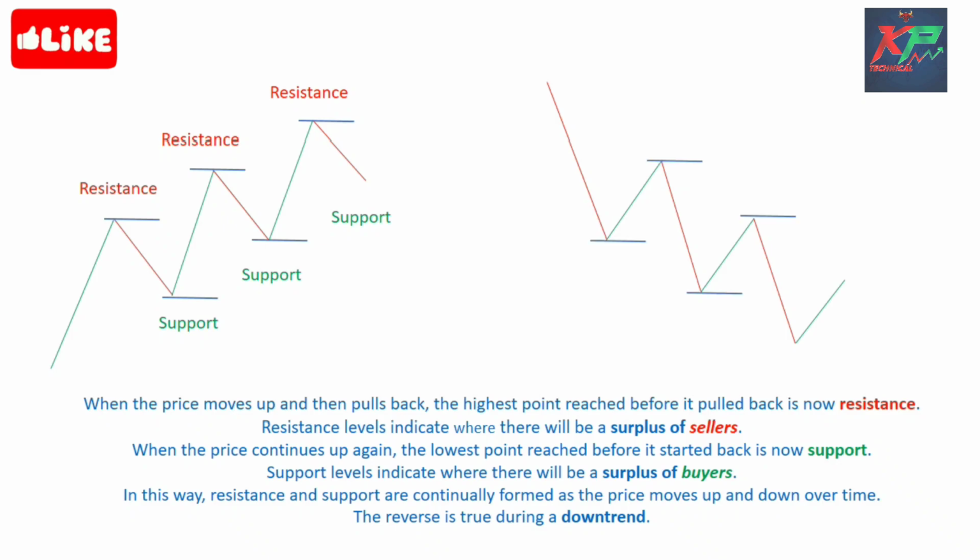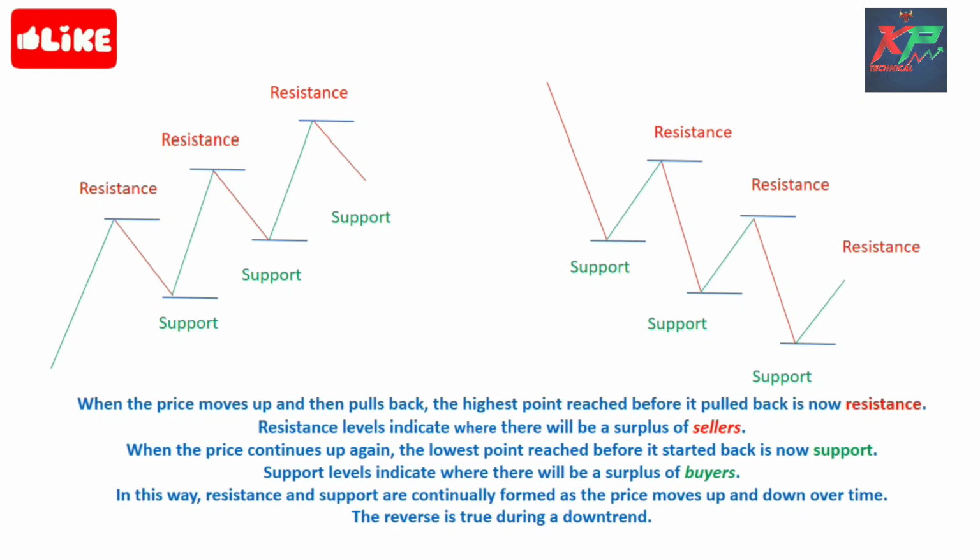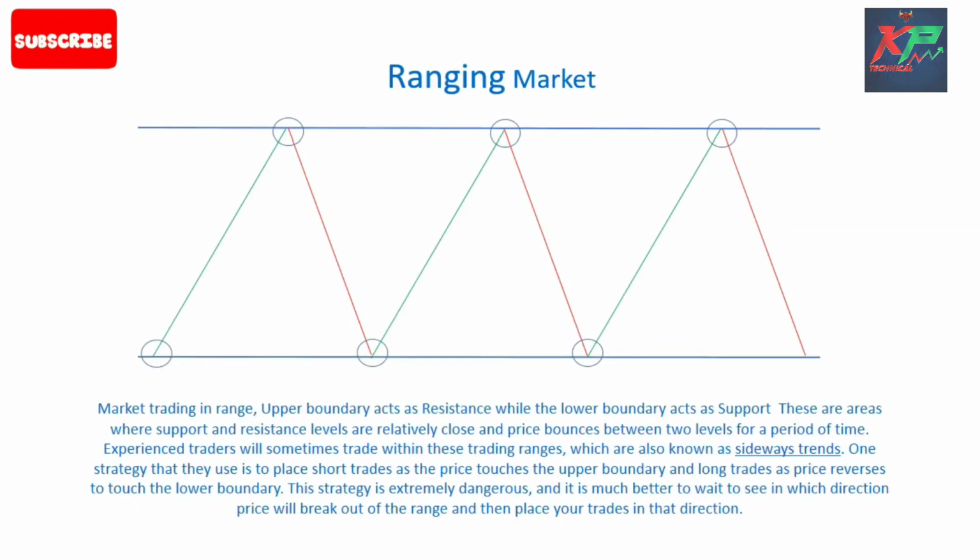In this way, resistance and support are continually formed as the price moves up and down over time. The reverse is true during a downtrend. Market trading in a range: the upper boundary acts as resistance while the lower boundary acts as support.